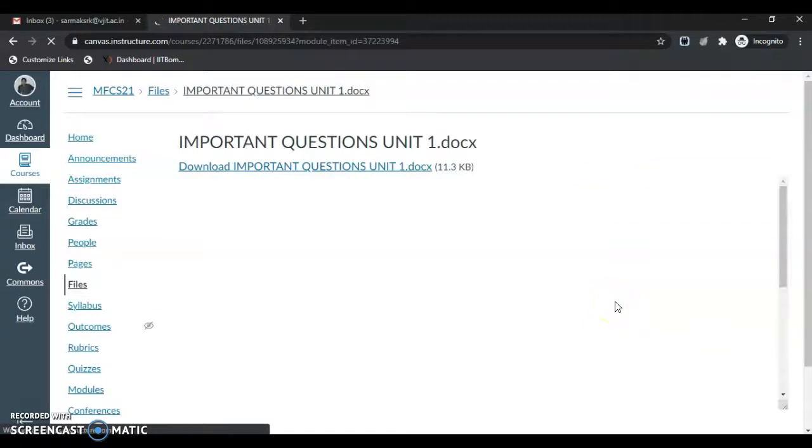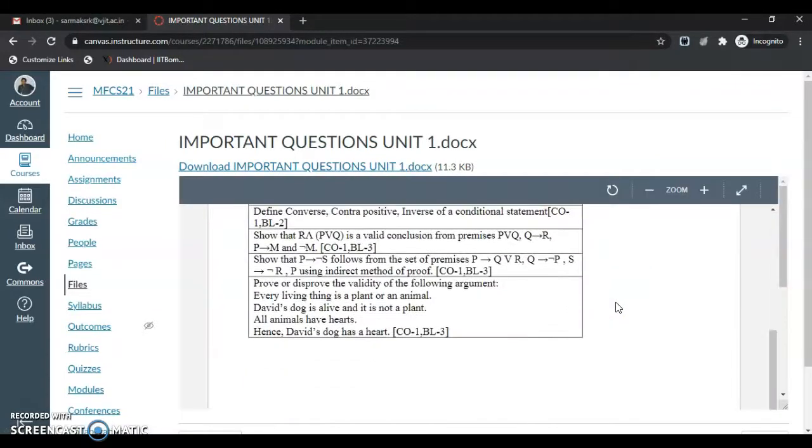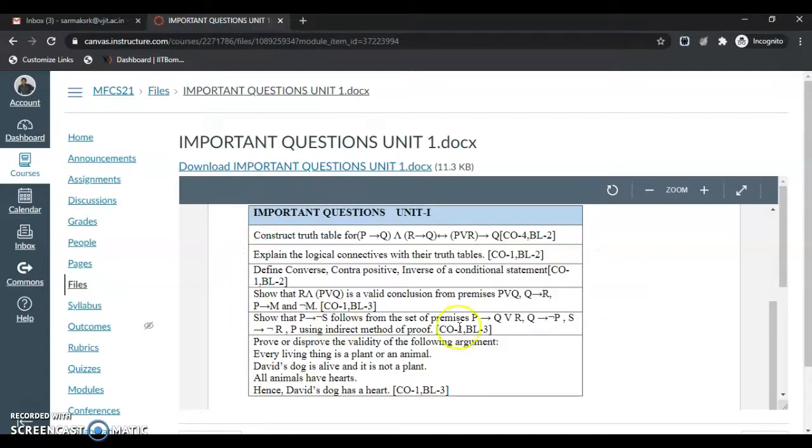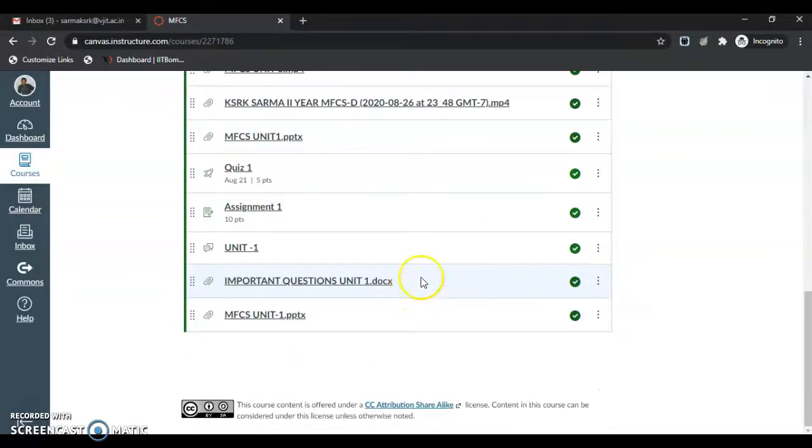Coming to some important questions, the students can understand what type of questions will be asked from unit 1. I have given some important questions so they can read them, and they can understand what all the things are in unit 1. This is very important for the students to understand the types of questions that will be asked from unit 1.